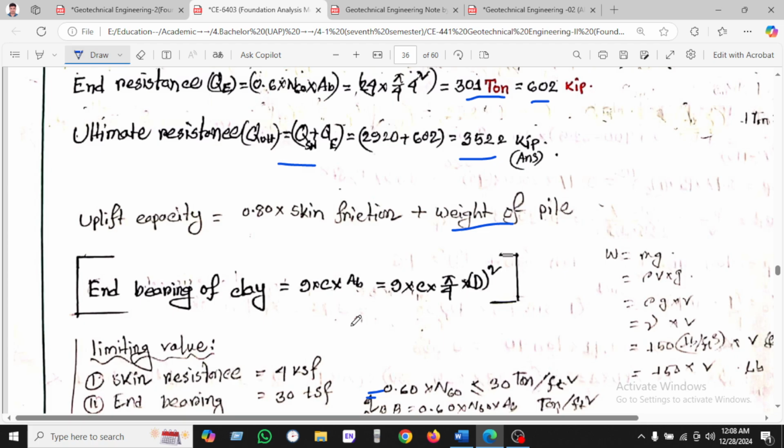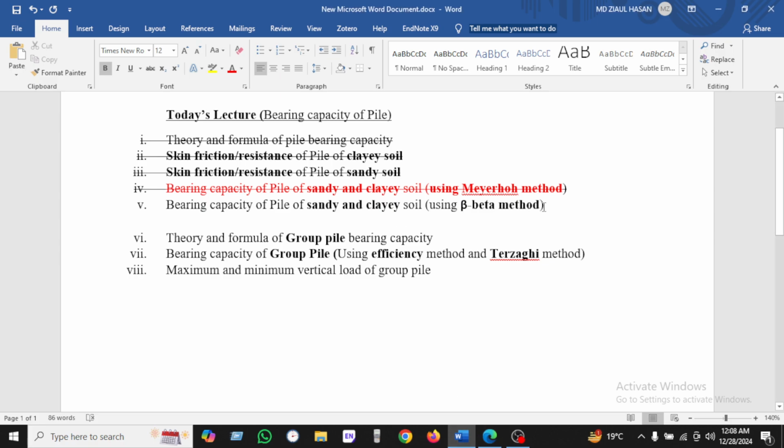Okay, so I hope this lecture, intended only for piles, is clear. Now we'll see the group pile. Okay, let's see.